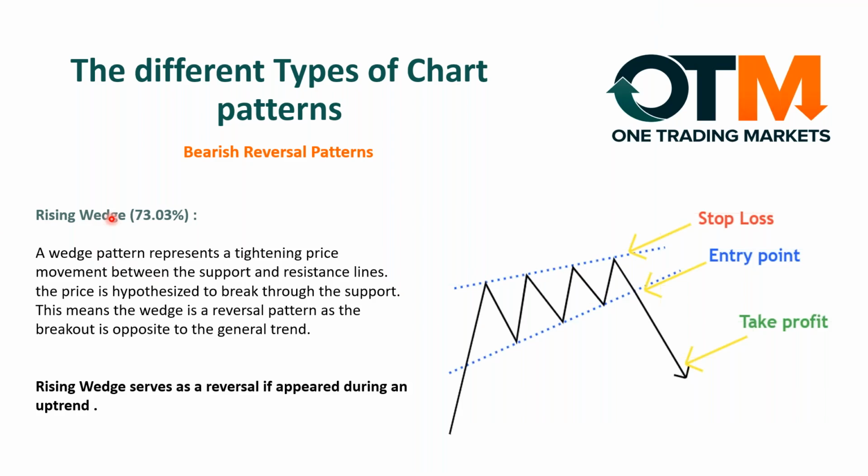Now the rising wedge is always a bearish reversal pattern. It indicates that the market will be moving in a bearish way. So notice, a rising wedge serves as a reversal if it appears during an uptrend. This is one of the conditions for the rising wedge. Only if the market is actually going up and we see a rising wedge, then we know the market will be going down soon. The other way around, it's going to be a continuation, as you will see if it's a downtrend. We will have an example soon.